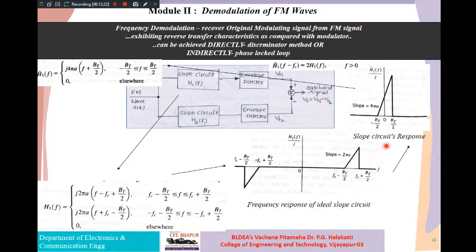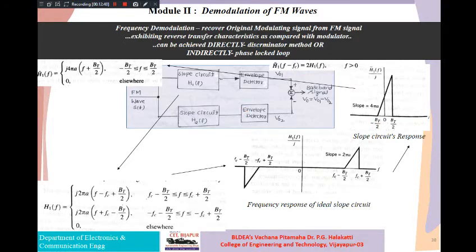Practically, the slope circuit's response is going to be twice of this one. That is normally how we are going to denote it. If you take this one like this, whenever the frequency is more than 0, then its frequency properties will be shifted in the frequency domain by an amount of fc, like this.